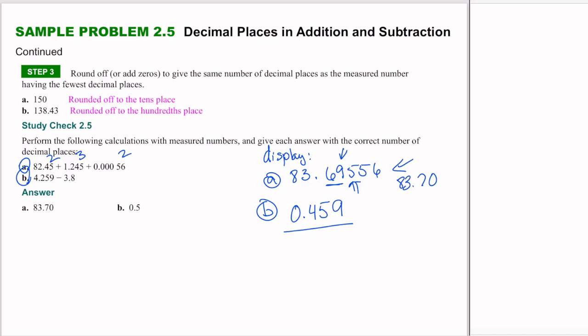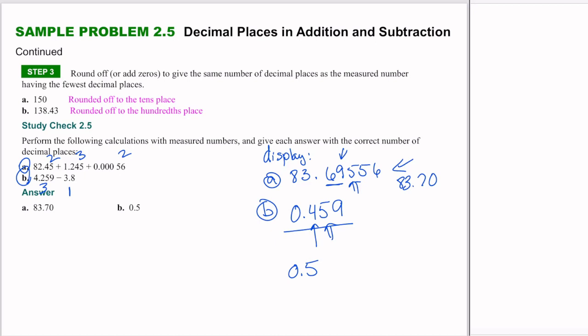Each of these values has the following decimal places. The first value has 3 and the second value has 1. So we'll need to round our final answer to one decimal place. The first decimal place that's significant is a 4. So we look to the right of that and we observe a 5, which is 5 or more. So we're going to need to round that 4 up, and that will give us 0.5 as our final answer.